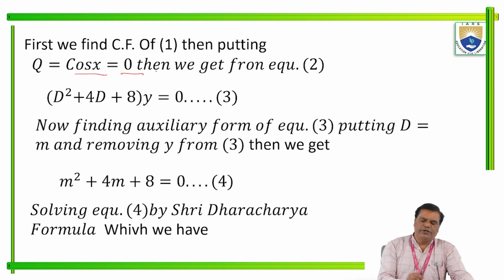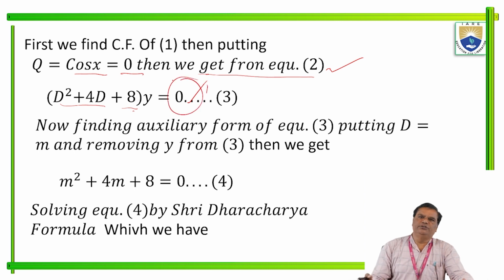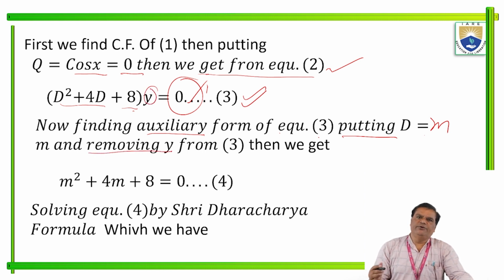Putting Q as 0, we get d square plus 4d plus 8 of y equal to 0. This is equation 3. Now finding the auxiliary form of equation 3: we put d equal to m and remove y. Y is a function and is never 0, but this product may be 0.